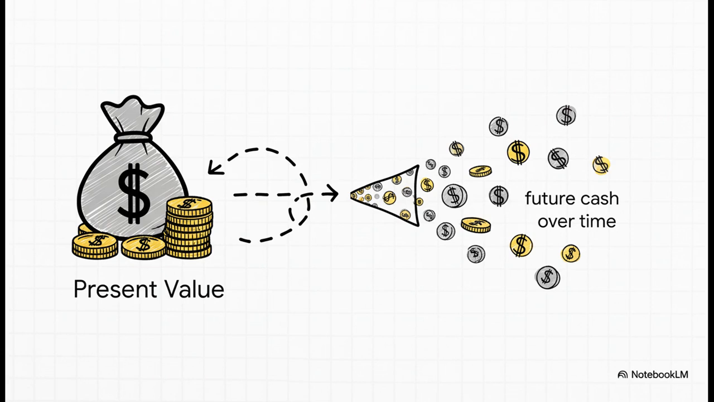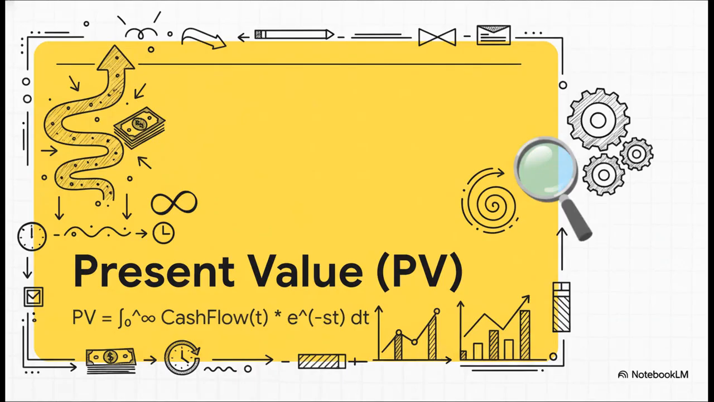It's called present value. It's a fundamental concept that lets you take a stream of money coming in the future, apply something called a discount rate, to account for inflation and risk, and figure out what it's all worth in today's dollars. And this is the formula they use to do it.